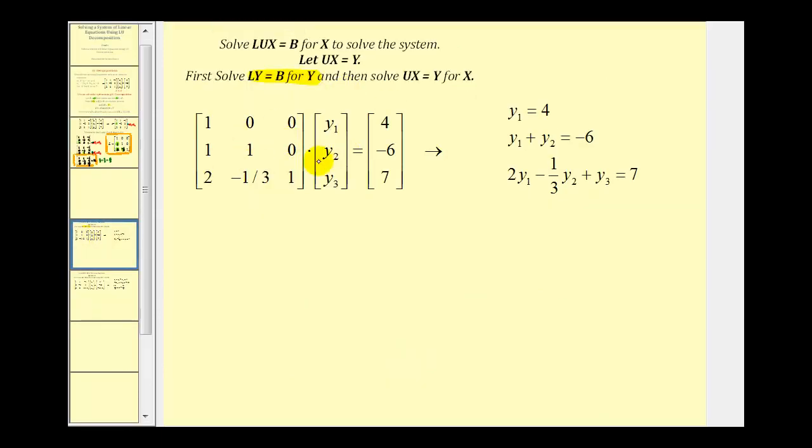So here's our equation L times y equals b. Here's our lower triangular matrix, which we built using the shortcut. Here's the matrix y, and here's our matrix b. So if we write this back as equations, we would have y sub 1 equals 4, y sub 1 plus y sub 2 equals negative 6, 2 times y sub 1 minus 1/3 y sub 2 plus y sub 3 equals 7. So we can see y sub 1 is equal to 4. Well, if y sub 1 is equal to 4, we would have 4 plus y sub 2 equals negative 6. So y sub 2 equals negative 10.